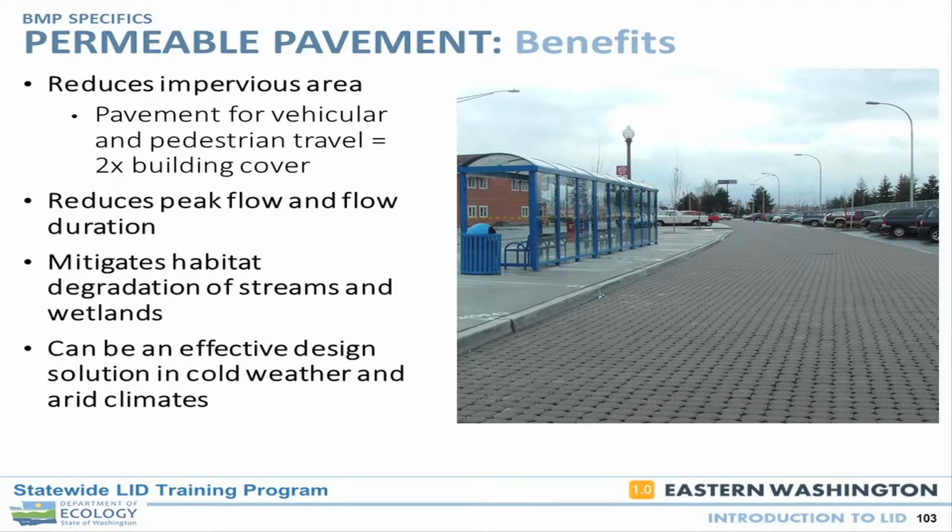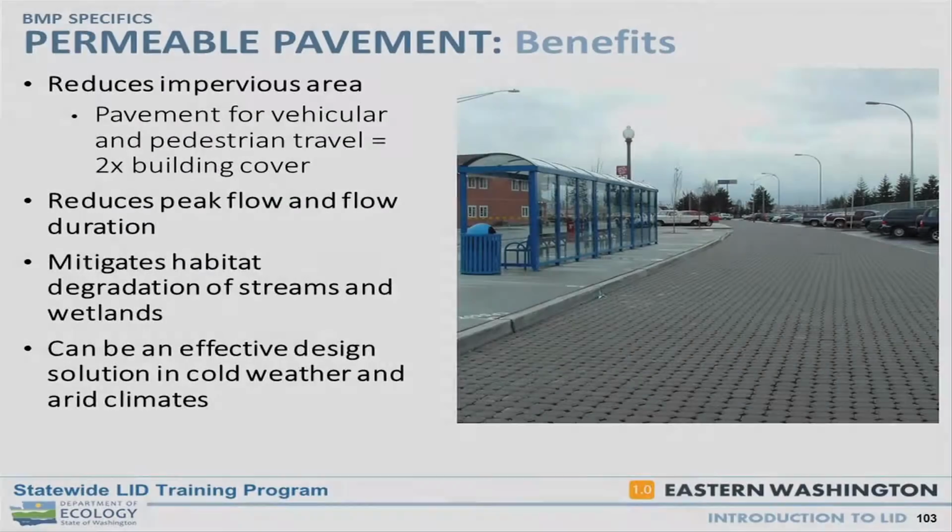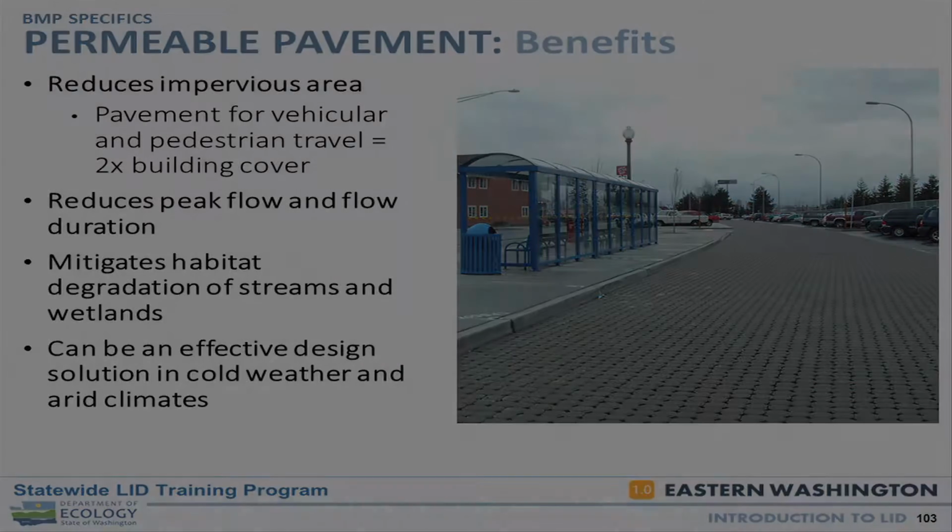The area that's reserved for vehicular traffic, especially on commercial sites, is nearly 2 times the building area. So that's a real big opportunity area to try to reduce impervious surface on your site. It reduces peak flow and flow duration, again, because you're infiltrating the runoff. Also, you're slowing the runoff down because you're not creating this efficient paved surface that's immediately conveying runoff to the downstream system. It mitigates habitat and degradation of streams and wetlands, reducing the volume, reducing the temperature of the runoff.